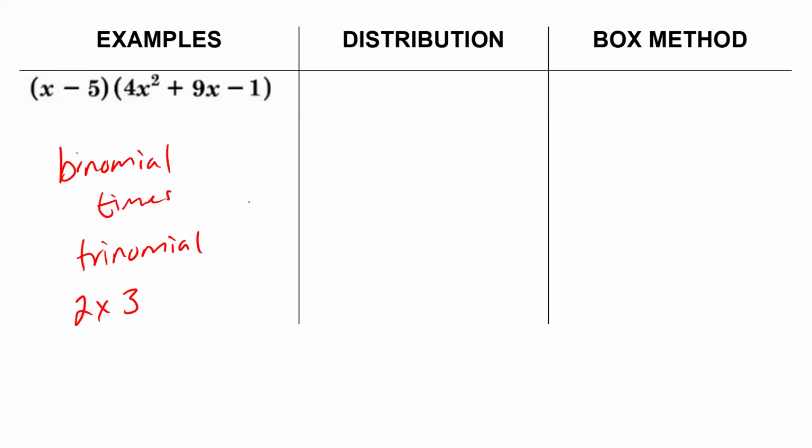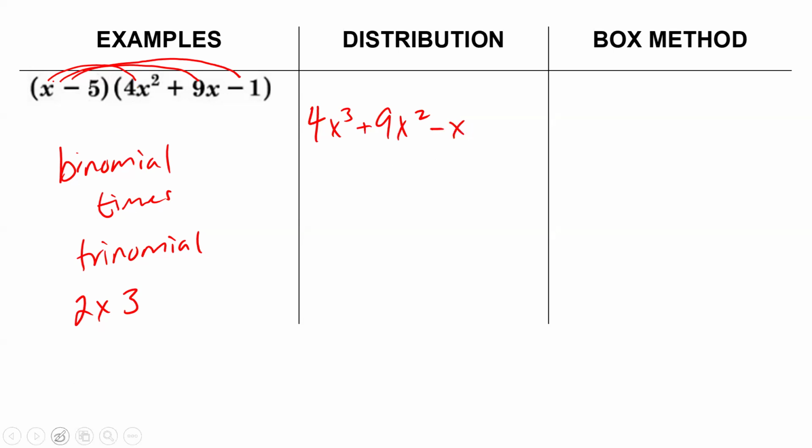Okay, so for this one, for distribution, it just wasn't a binomial, so you couldn't just distribute it once. And they both weren't binomials, so you couldn't use FOIL, right? It is just multiple distribution, okay? You could do it in parts, but essentially you have to multiply everything by x and everything by negative 5. Does that make sense? And then combine your like terms. So when we have x times 4x squared, that's going to give us 4x cubed. Then we have x times 9x, which gives us 9x squared. Then we have x times negative 1, which gives us negative x.